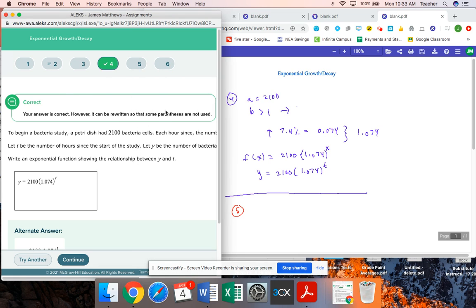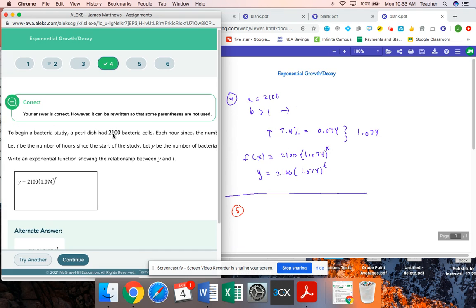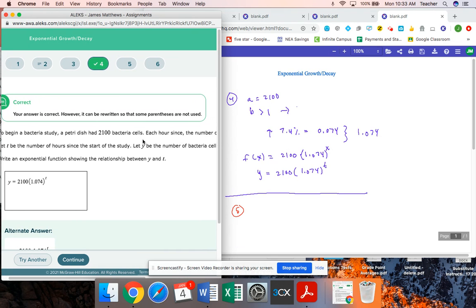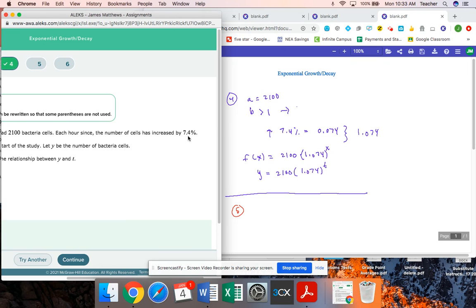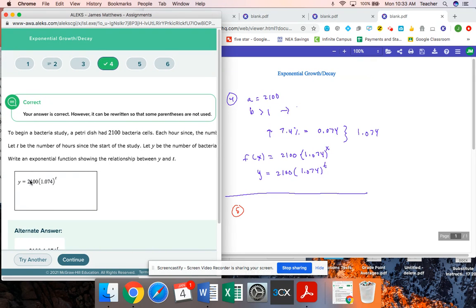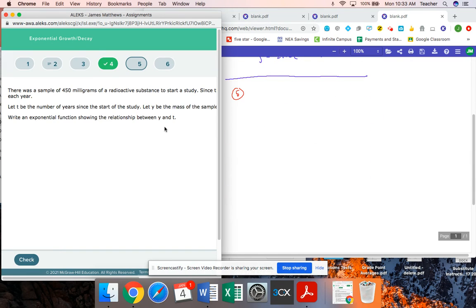All right, in the last video, we did an example of exponential growth where we had this petri dish with 2,100 bacteria cells. That's where it began. But then every hour, it increased by 7.4%. And so we wrote our equation like that. We had to use y and t. For number 5, it's a similar question.